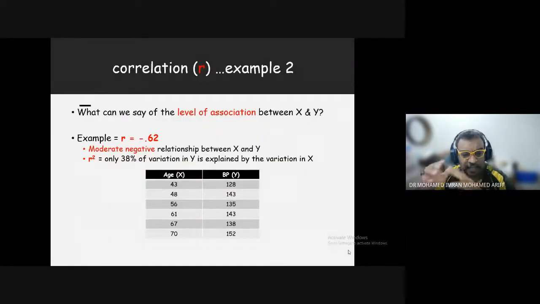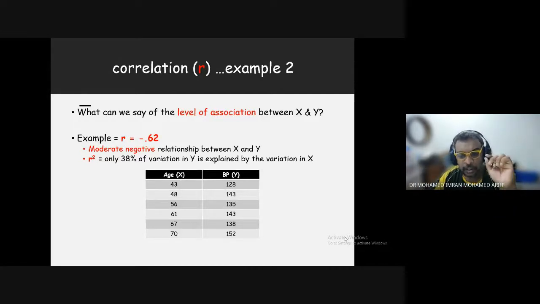Okay, so we want to find out what is the relationship, what is the percentage between X and Y. Alright, so two things you have already learned: correlation, R, and coefficient, R kuasa 2, R square.